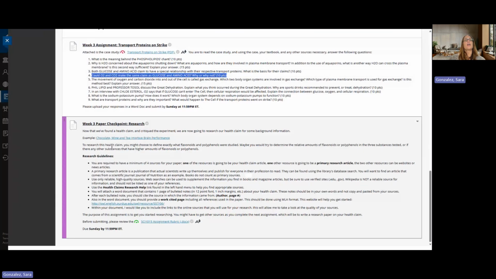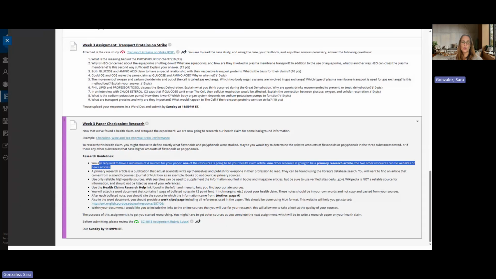So for this one, you're going to be required to have a minimum of 4 sources in the paper. So here is what is required. One of the sources is going to be your health claim article, the one that you specifically originally chose. One's going to be a primary research article, and the other 2 can be just websites or news articles. So again, one actual health claim. Another one is a related research article, so it's been peer reviewed and everything.